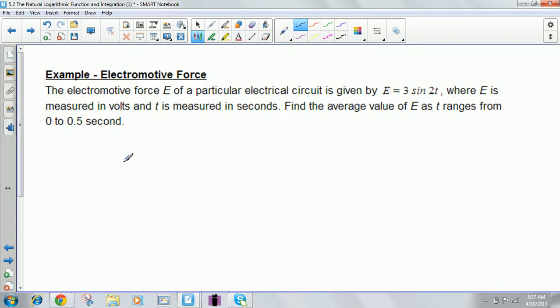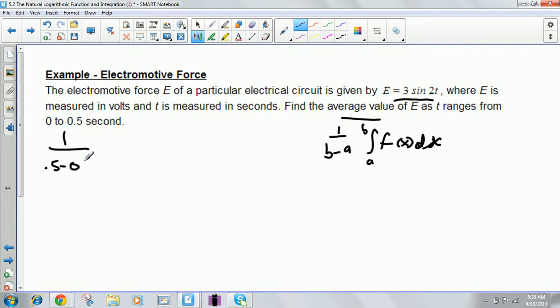Okay, so here we have the electromotive force E of a particular electrical unit is given by that function. E is measured in volts, t is in time. So find the average value. Remember the average value is going to be 1 over b minus a times the integral from a to b of your function, times dx. Then the average value, your b and a are 0.5 and 0, so it's going to be 1 over 0.5 minus 0 times the integral from 0 to 0.5 of your function, which is 3 times the sine of 2t.